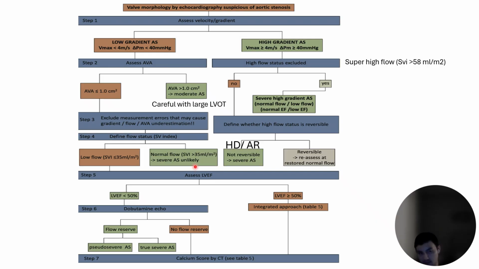But you don't have moderate. If you have low stroke volume, less than 35, then you have to evaluate EF. If the EF is normal, more than 50%, then you use CT scan. If less than that, you do the dobutamine stress test. Then, if you don't have flow reserve, meaning no more than 20% stroke volume increase, you are still going to use the calcium score by CT of the aortic valve. If you have a good flow reserve, more than 20%, then you may classify it as true severe aortic stenosis or pseudo-severe aortic stenosis.